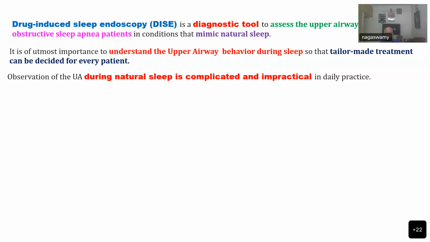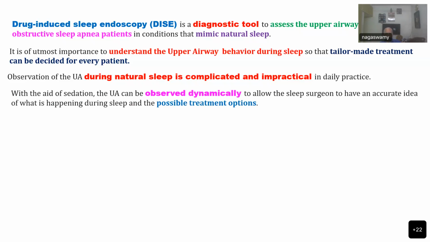Observation of the upper airway during natural sleep is complicated and impractical in daily practice. So we take indirect measurements, like how many times he desaturates, how many times he gets startled and then wakes up. We don't actually see the anatomical structures causing the obstruction in OSA when we do polysomnography. Whereas the advantage in drug-induced sleep endoscopy is we are able to locate the exact anatomical location which is responsible for the obstruction. So with the aid of sedation, the upper airway can be observed dynamically.